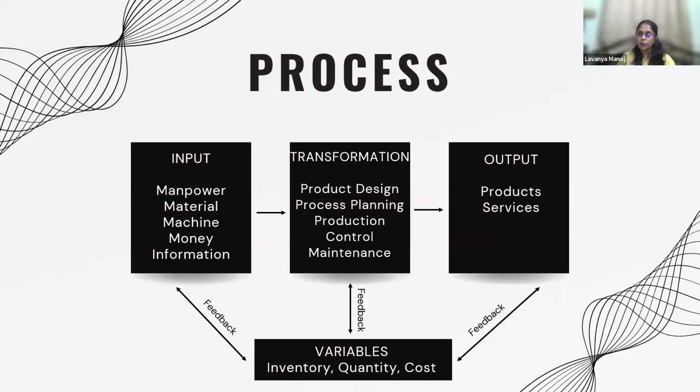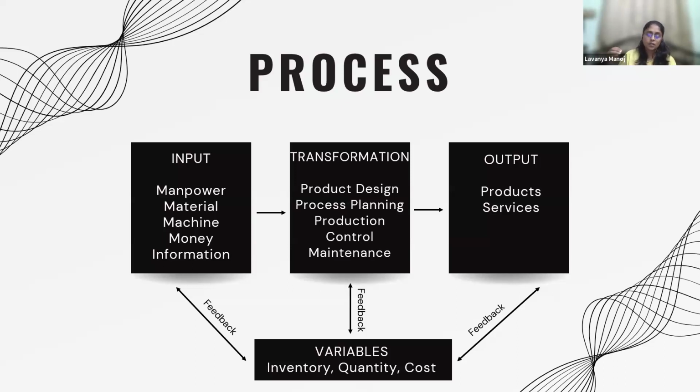So the final output would be the products and the services. The feedback would be taken back with the other variables, that is the inventory, quantity, and the cost. Why these come under variables is that this is not a constant factor. Inventory is not a constant factor. Quantity is not a constant. Quality, you can fix it as a constant, but quantity, you cannot fix it as a constant. Then cost, it keeps on changing.